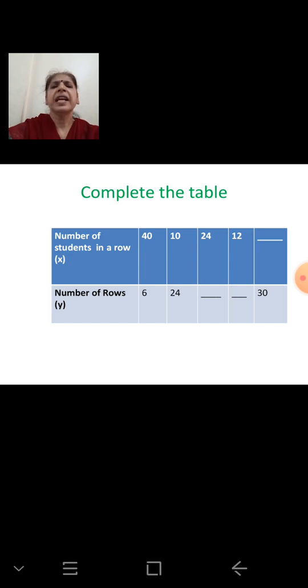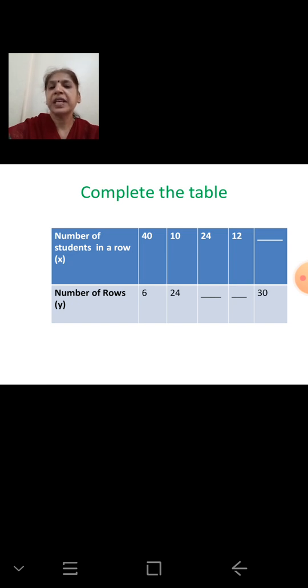Right? Then if the number of students is 12, then it will come to 20. And if the number of students in a row we have to find, the number of rows are 30. Then we have to keep in mind students are 240. So 8. So less. It means here what is constant? Product is constant. We are multiplying the values of x and y.